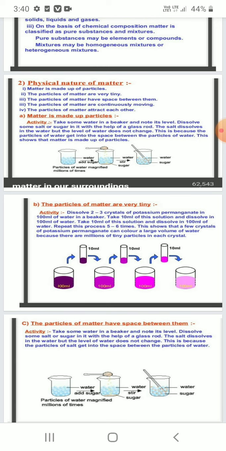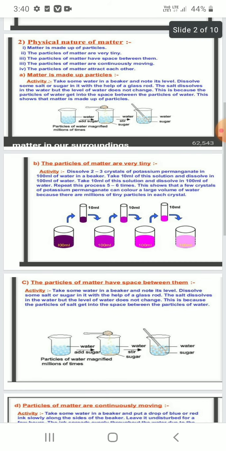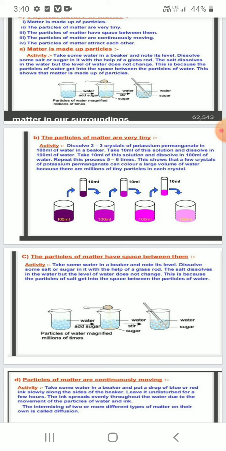Second point, the second physical nature of matter: particles of matter are very tiny. Okay, this is very, very important. Tiny means small. How? We can understand this activity with the help of a familiar example, potassium permanganate. I told you about this potassium permanganate. Okay, we will take the potassium permanganate.